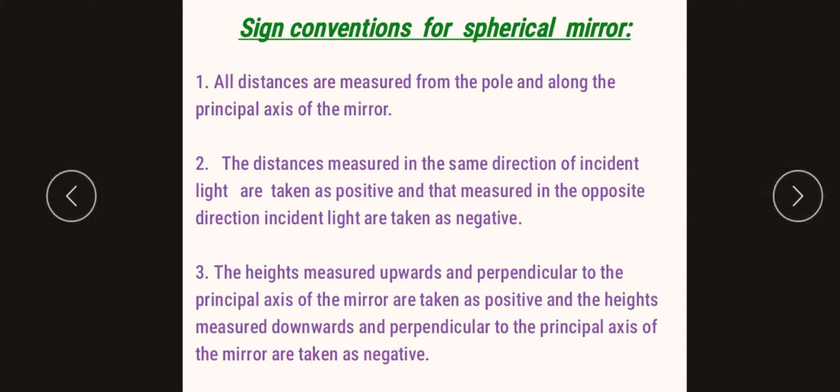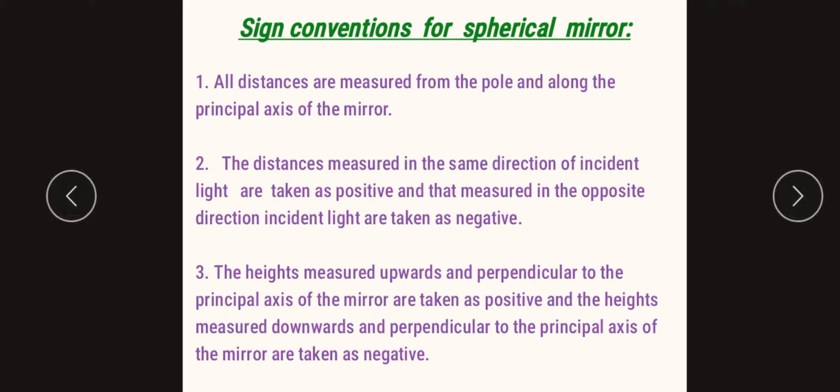Next concept is about the sign conventions for a spherical mirror. It's very important; this is one of the very important concepts in optics. There are some sign conventions. The first one is that all the distances are measured from the pole and along the principal axis of the mirror. This is the first point in the sign conventions.